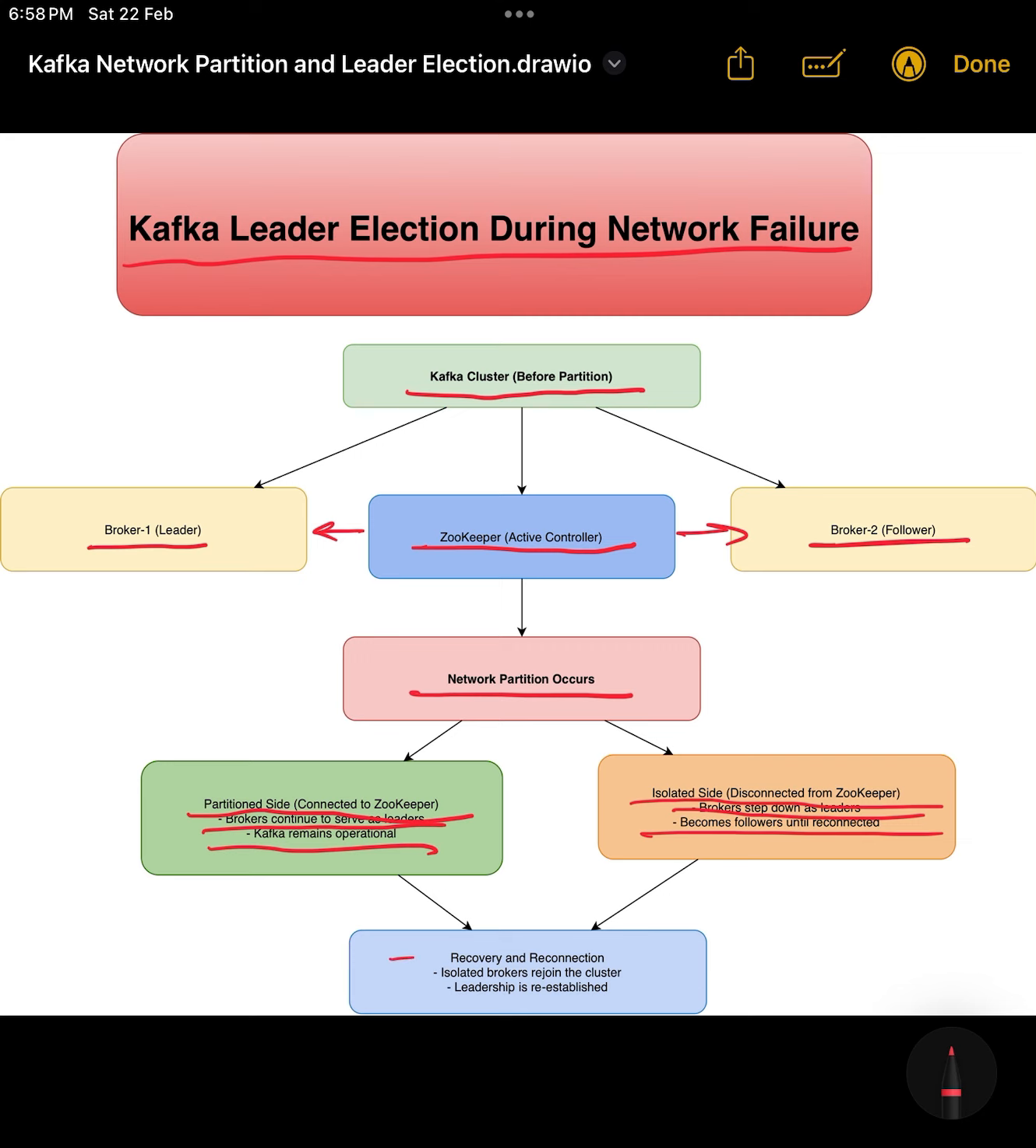3. Recovery and reconnection. Once the network heals, the previously isolated brokers reconnect to Zookeeper. They resynchronize data from existing leaders. If necessary, Kafka re-elects leaders based on the latest in-sync replicas, ISR. The cluster returns to normal, ensuring data consistency. Kafka ensures that leadership is re-established correctly before processing resumes.